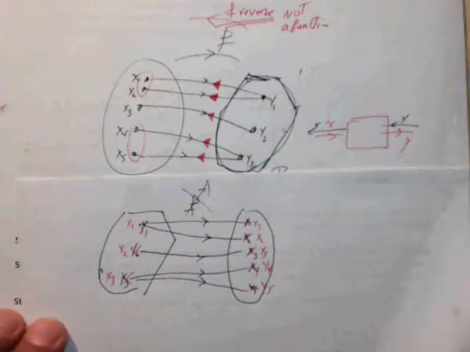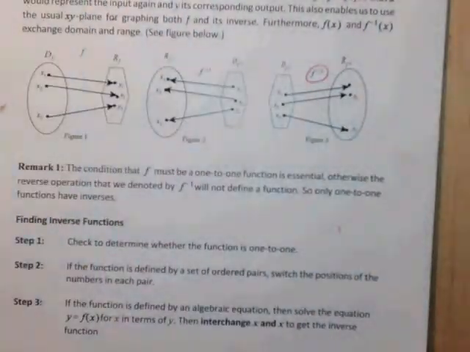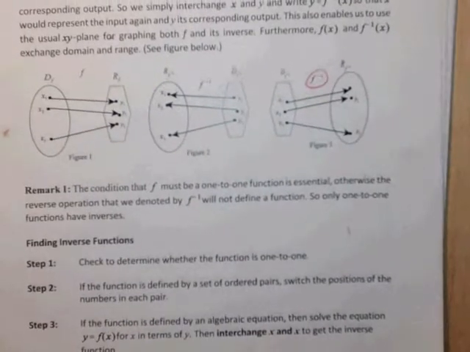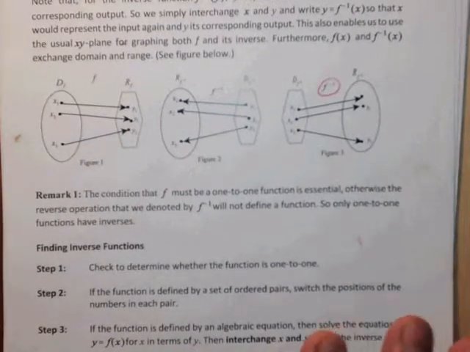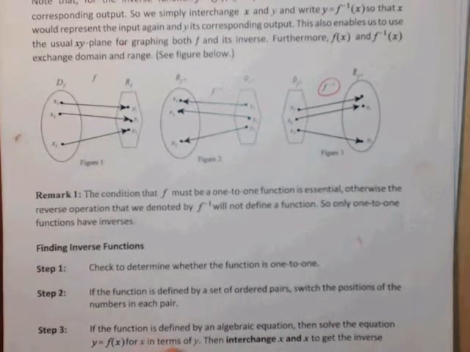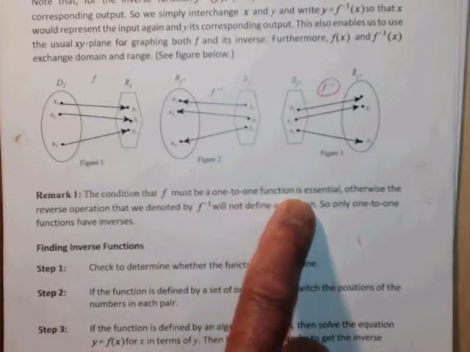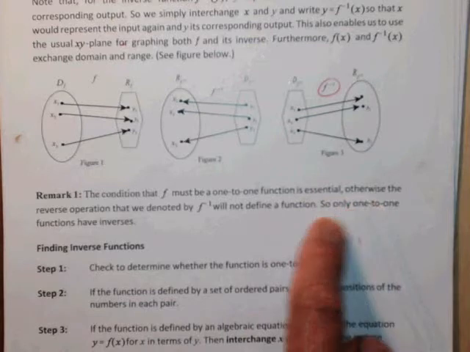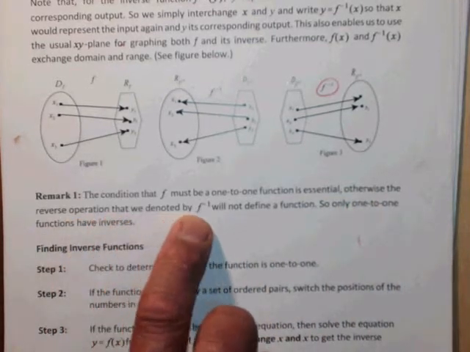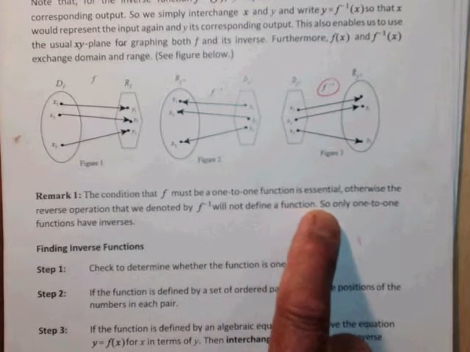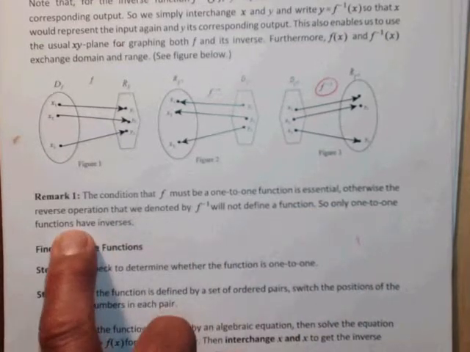A non-1 to 1 function does not have an inverse function. The function has an inverse function if it is 1 to 1. So you have to start with a 1 to 1 function, then reverse the rule of assignment and change x to y, y to x. Then what you get is the inverse function. That's remark 1 here: the condition that f must be a 1 to 1 function is essential. Otherwise, the reverse operation that we denote by f to the minus 1 will not define a function. So only 1 to 1 functions have inverses.